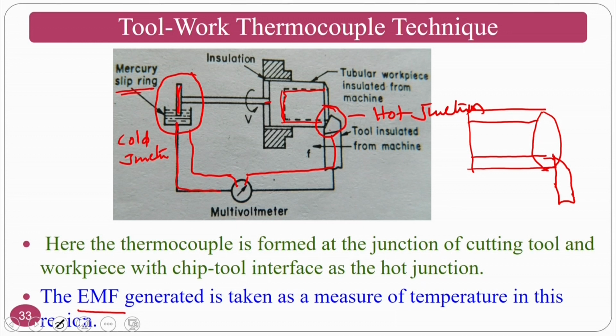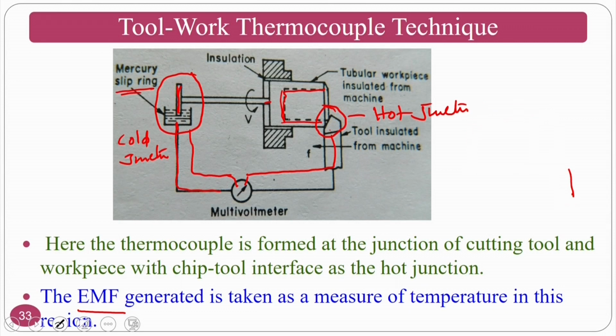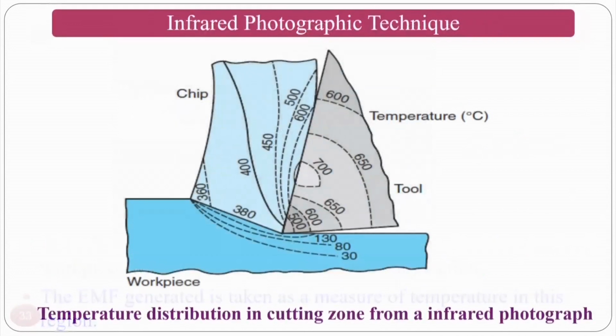When there is a temperature difference between the cold junction and hot junction, then EMF will be produced. From the EMF, you can calculate, by using some relations, the temperature measured and all those things. Okay, so the Seebeck effect will be there. So the hot junction and cold junction, you can connect and you can get it. This is the thermocouple technique.